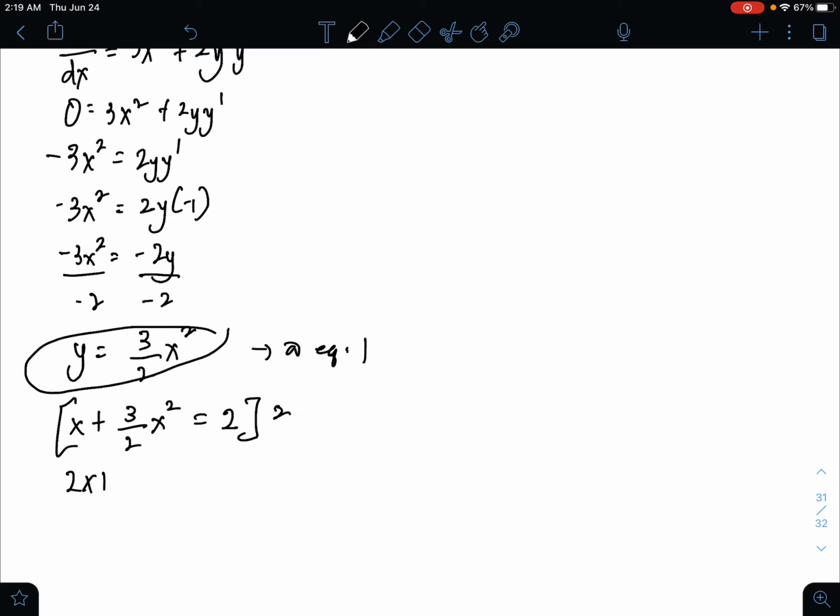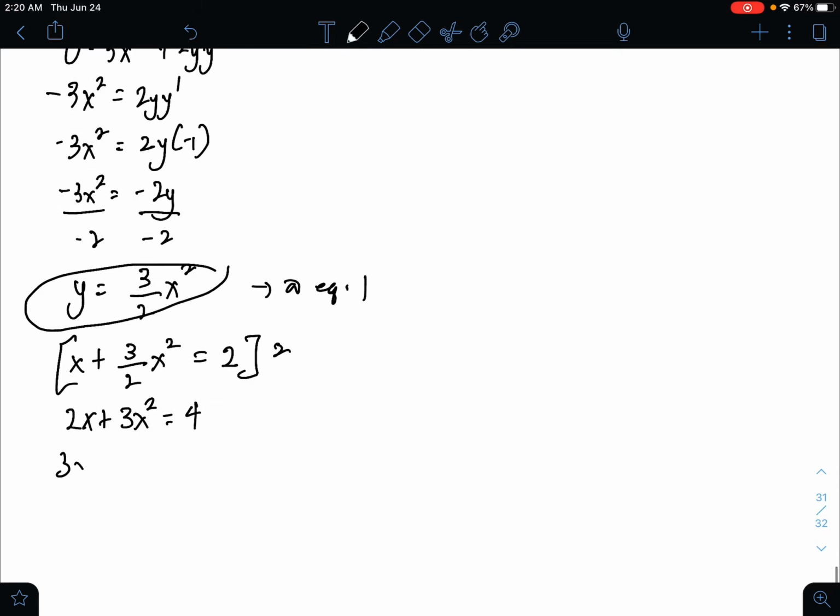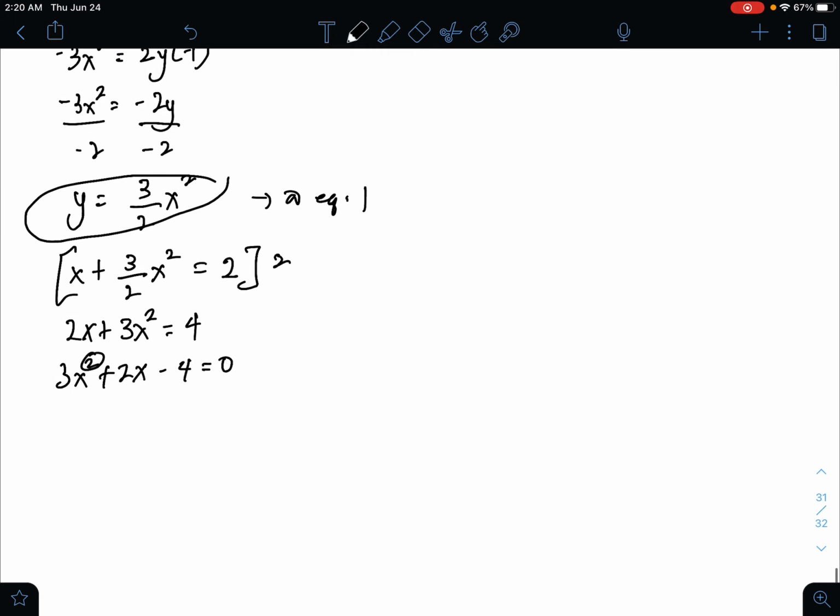So 2x plus 3x squared is equal to 4. So we have 3x squared plus 2x minus 4 equals 0. Use your calculators to get two values of x. Now, we get two values of x. The first one is x is 0.8685. The other is negative 1.5352. Which of them is the minimum and which is the maximum?